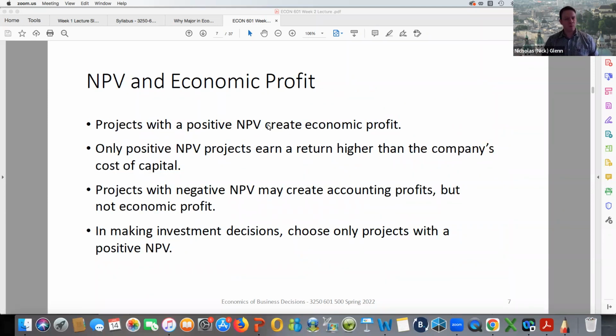All right. And so the way to think about this, these projects with a positive NPV, net present value, are going to create economic profit. Okay. And so all these positive NPV projects can actually return more than the company's cost of capital. Sometimes you can have projects with a negative NPV, and they may create accounting profits, but not actually economic profit. You've got to take into account these borrowing costs, and discount. If we don't include that, it may show you that you're earning a profit, but you're really not, as far as economic profit.